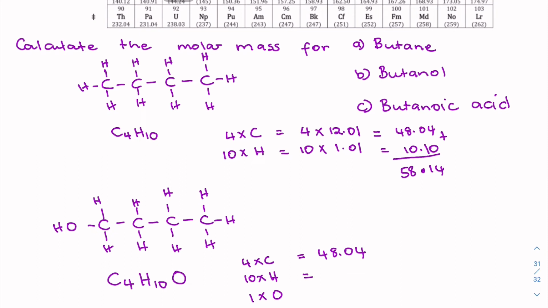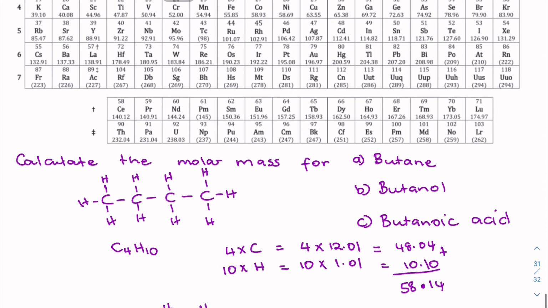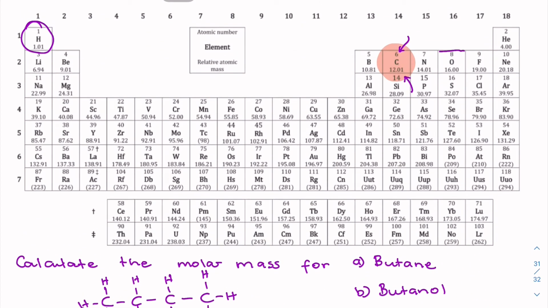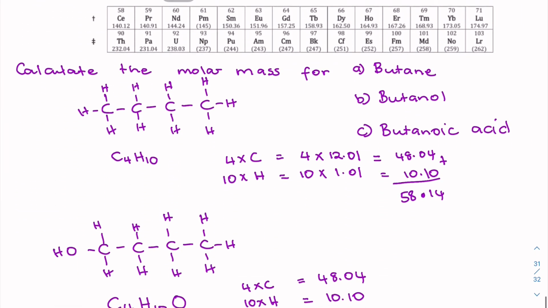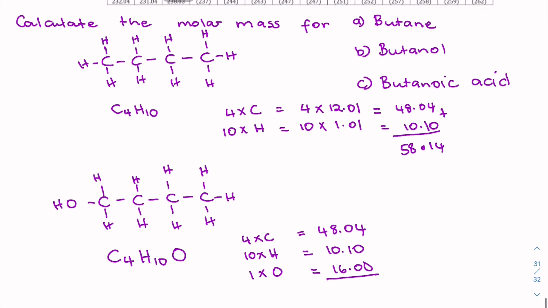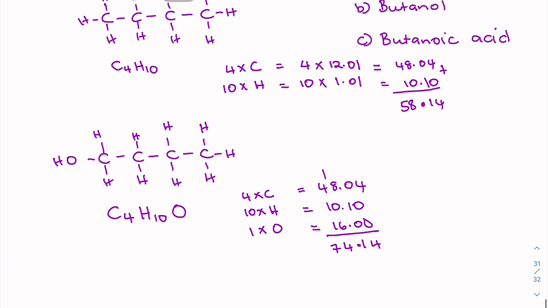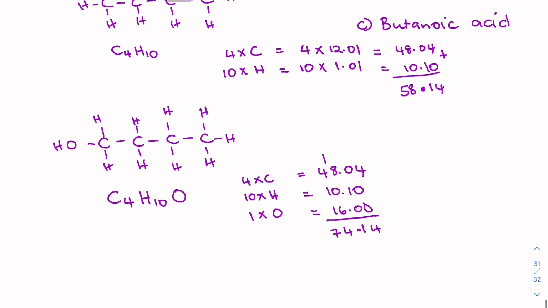48.04 again and 10.10, and the last one will be 16.00, because the relative atomic mass for oxygen is 16.00. So when we add these up, we get the molar mass for butanol.